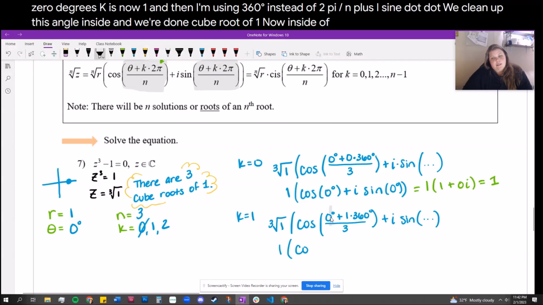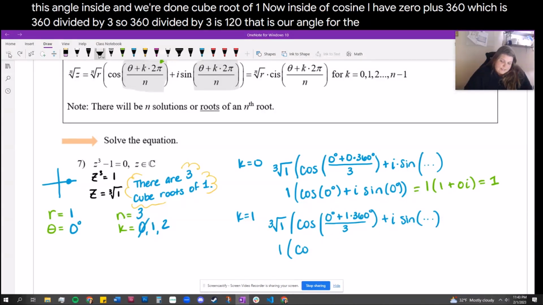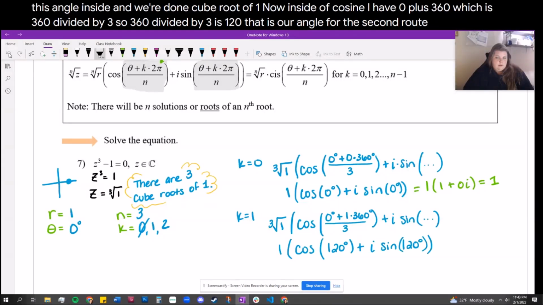Now inside of cosine I have 0 plus 360, which is 360, divided by 3. So 360 divided by 3 is 120. That is our angle for the second root.